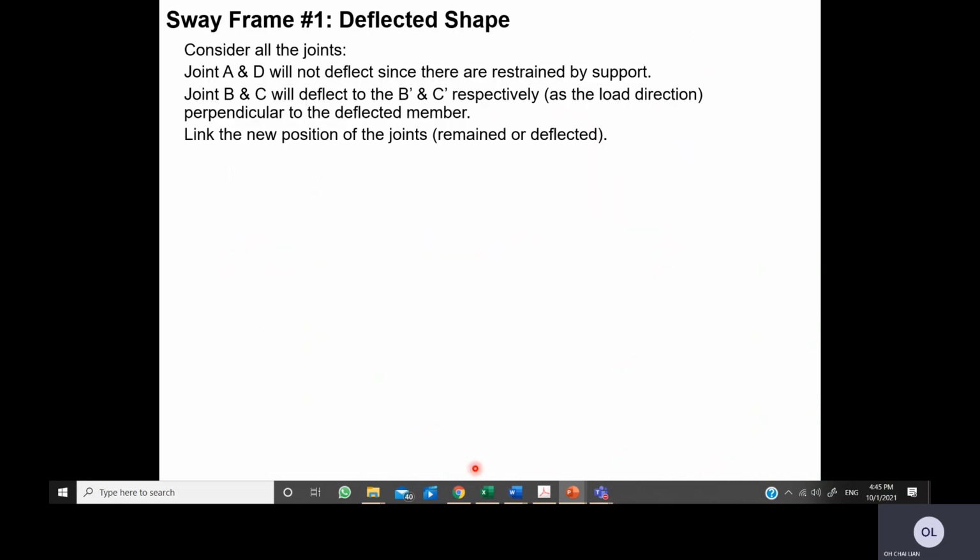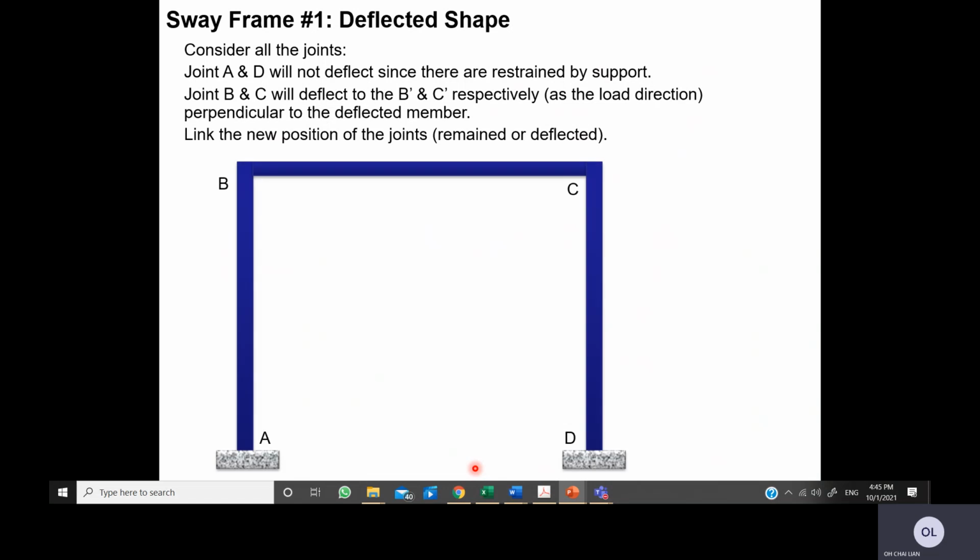Let's have a look at the sway or deflected shape of a sway frame. Now, let us have a typical frame as such. There are a few instructions here. Consider all the joints. Now please look at joints A, B, C, and D. In the sway analysis, or the stage 2 analysis, we will have an applied load of R prime.